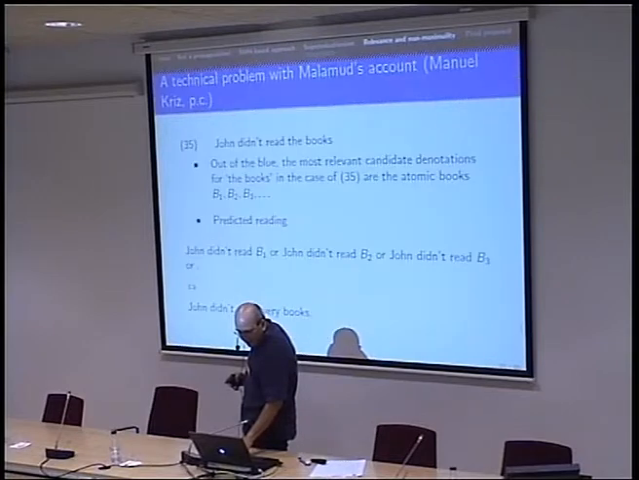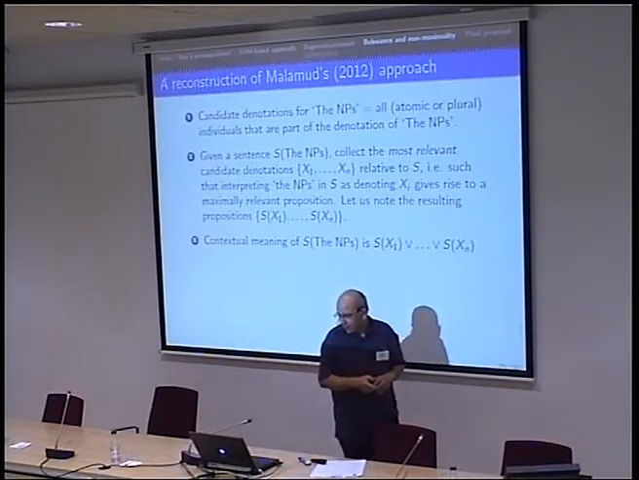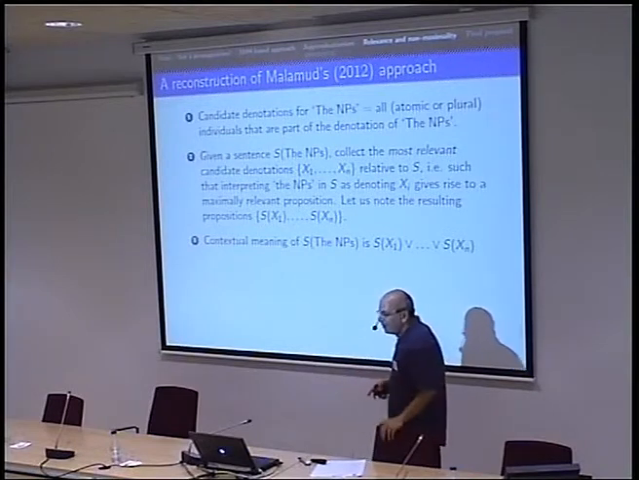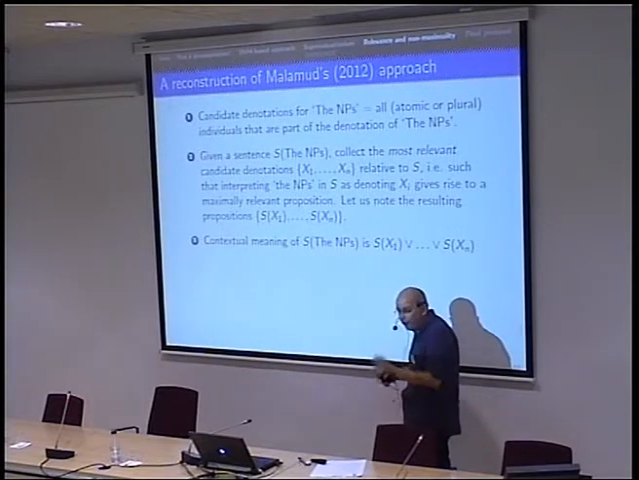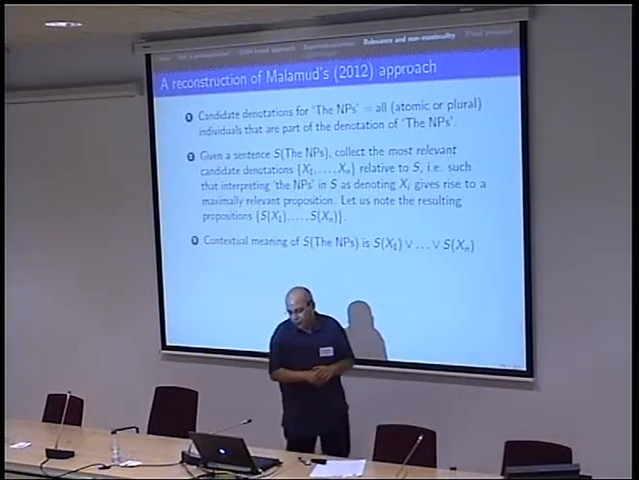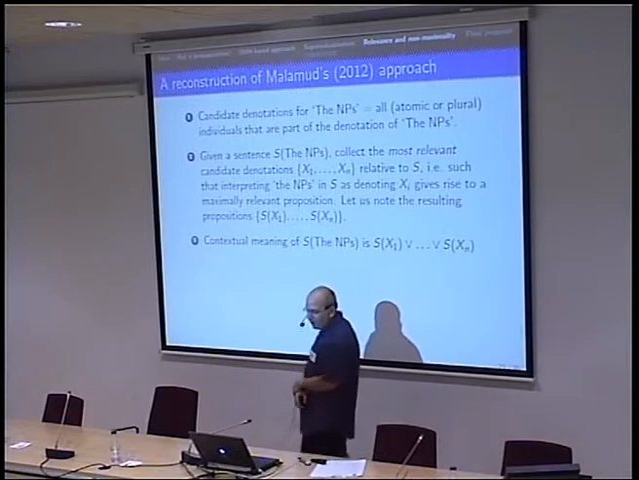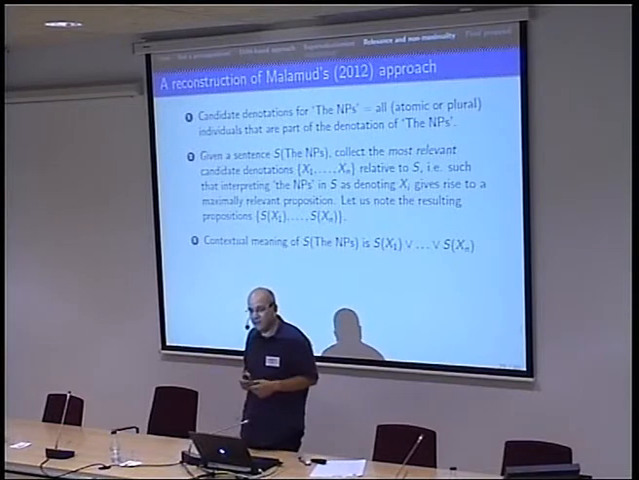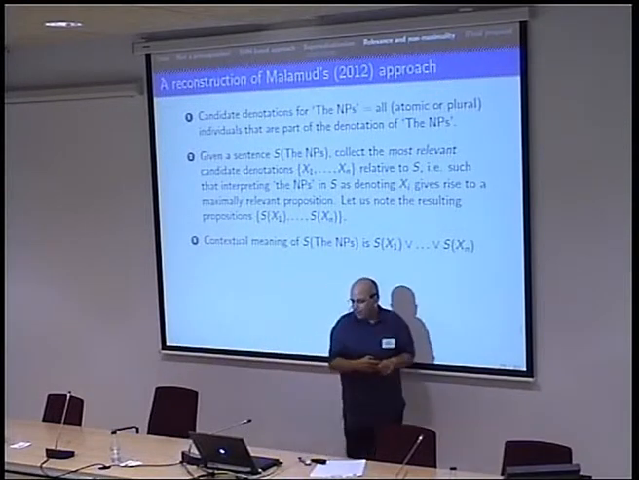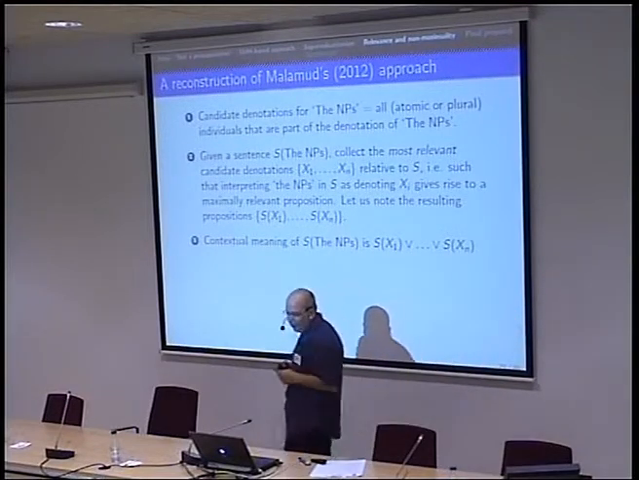Now, she has a very complicated story, and it has a number of problems. So here is her story. It's my reconstruction, not necessarily her words or even her precise implementation, but that's the substance of her account. She starts with candidate denotations for the NPs, for definite descriptions, and that will be all atomic or plural individuals that are part of the denotation of the maximum, the sum of the NPs. So it could be any subpart. Then, given a sentence S containing the NPs, collect the most relevant candidate denotations.